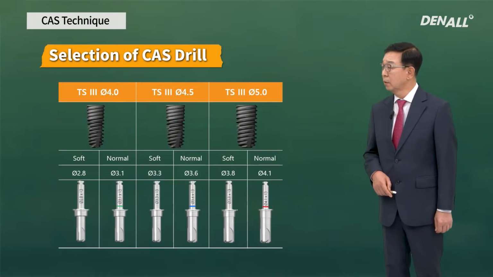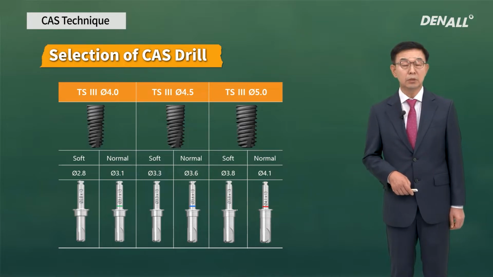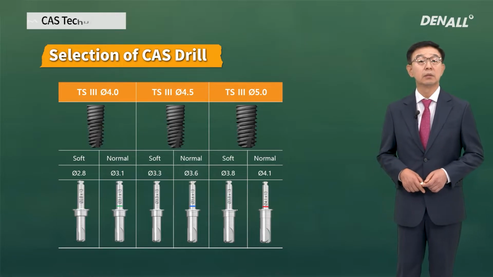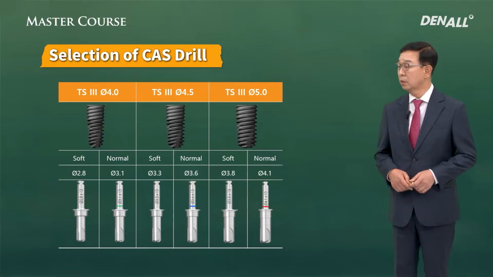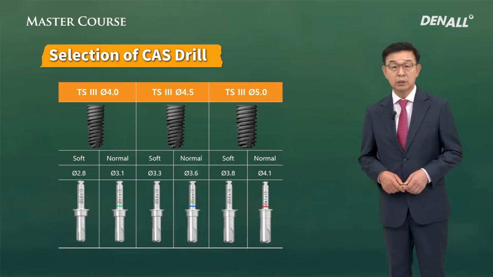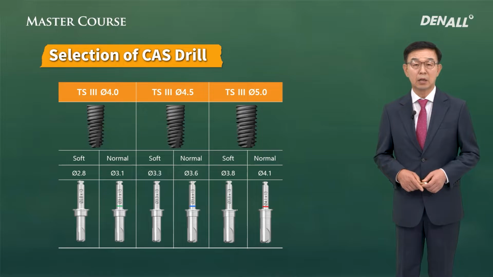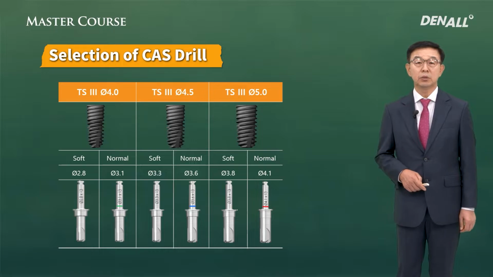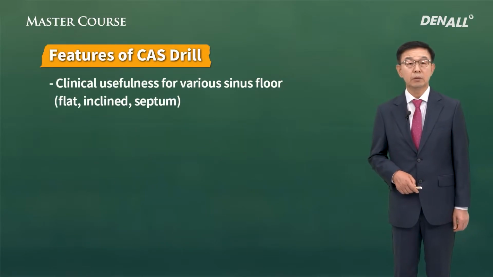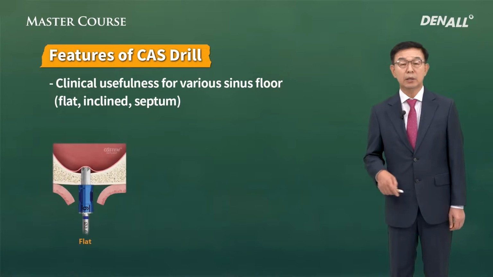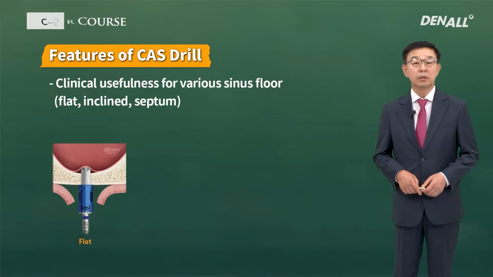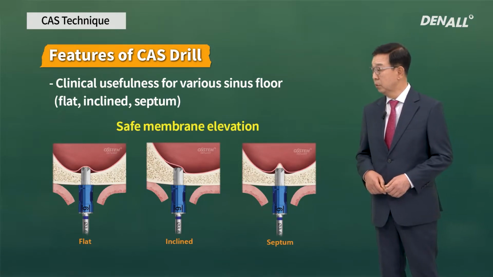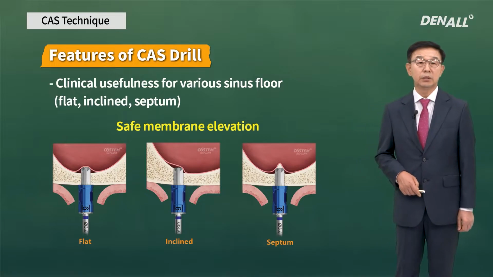When you use the CAS drill, you do not need additional tools to place the implant. If you want to place a 4.5 implant, for soft bone, you can drill up to 3.3. For hard bone, you can drill up to 3.6. And without additional tools, you can place the implant. This is a major benefit. Strengths of the CAS drill: you can use this for the crestal approach, not just for a flat sinus floor, but in inclined areas and where septa exist without membrane perforation.